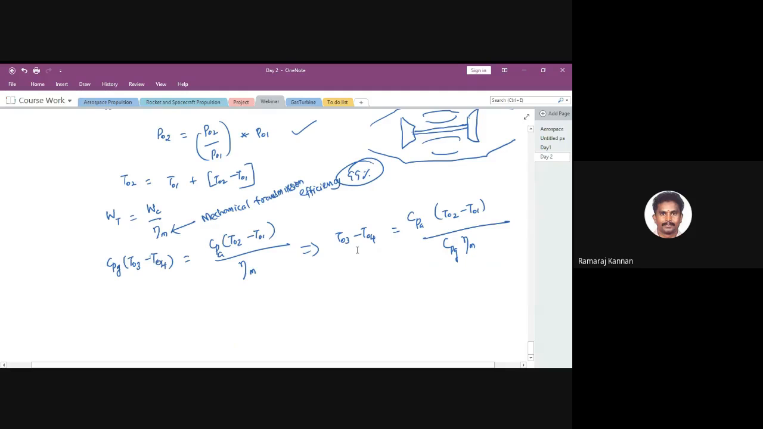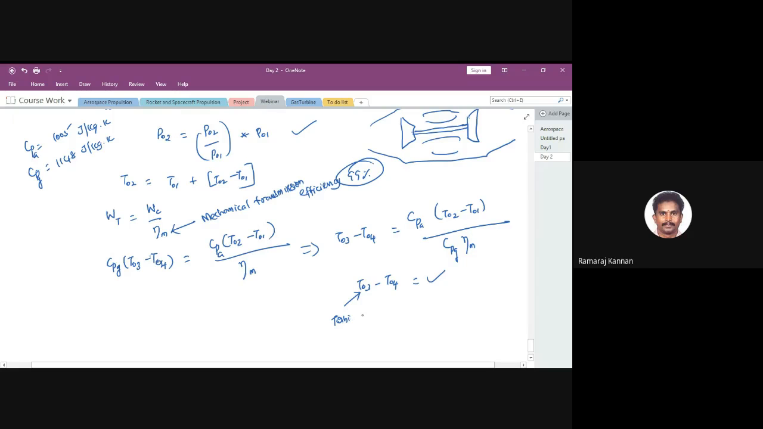Now, we know T02 minus T01, and the value of CPA is going to be 1005 joule per kg Kelvin, and CPG is 1148 joule per kg Kelvin. If you substitute it, you can get your T03 by T04. Your T03 is nothing but your turbine inlet temperature.